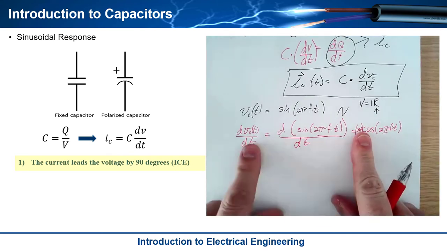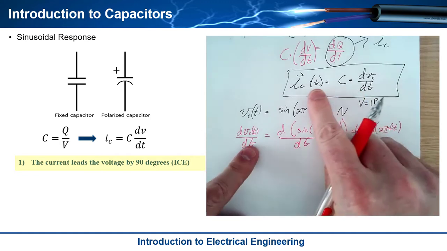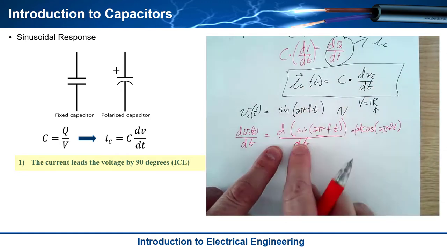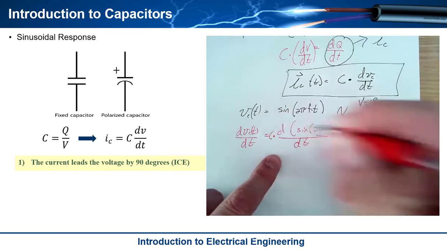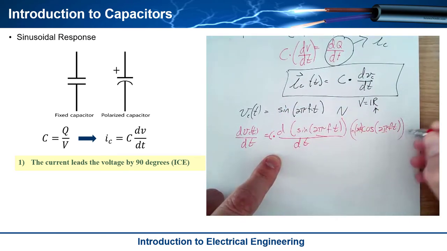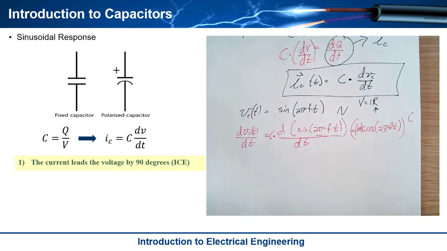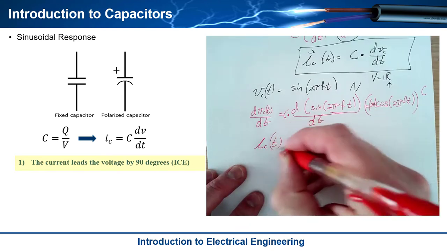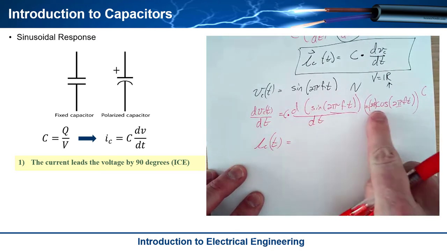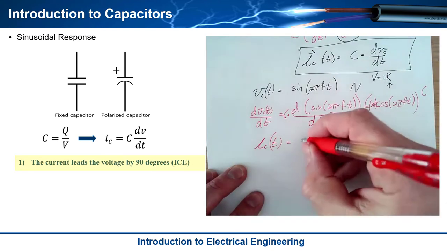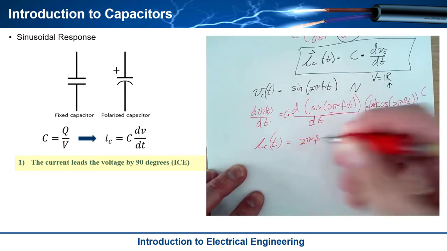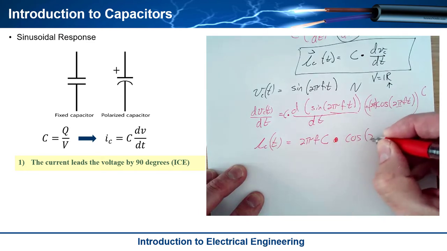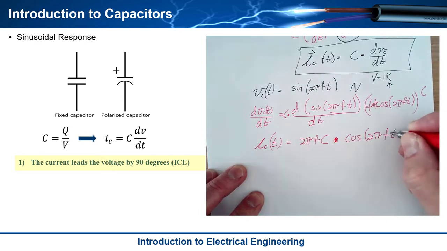And then where did the C go? Well, it's I is equal to C dv dt, so I had a C out front, and I have to remember to multiply by C. So IC with respect to time is equal to 2 pi f C multiplied by cosine 2 pi f t.